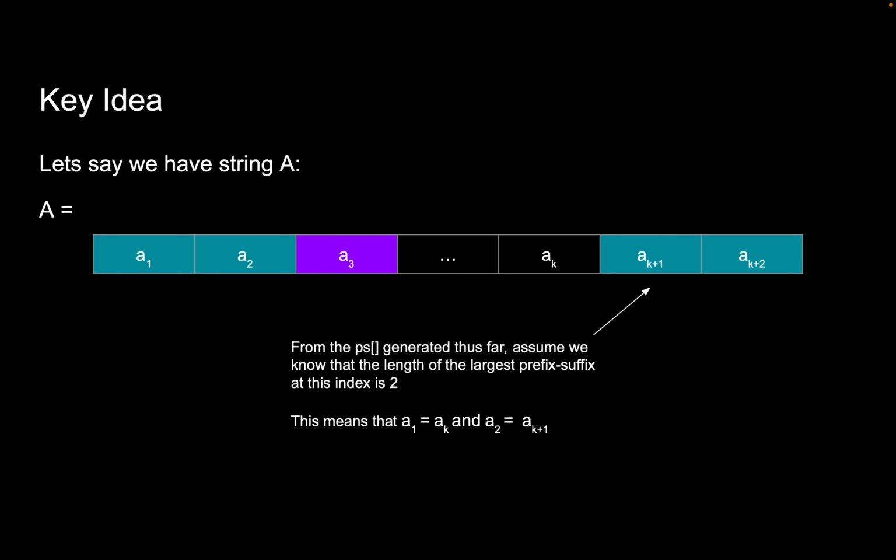So the KMP algorithm is a linear algorithm, and by the time you would have reached here, you would have already known what the longest common prefix suffix at this point would have been, which is the longest common prefix suffix from the beginning until this point in the array, right? So let's assume that we have generated the prefix suffix and realize that the largest prefix suffix at this point is 2. What this means is that a1 equals ak, and a2 equals ak plus 1. That's why the length is 2, right?